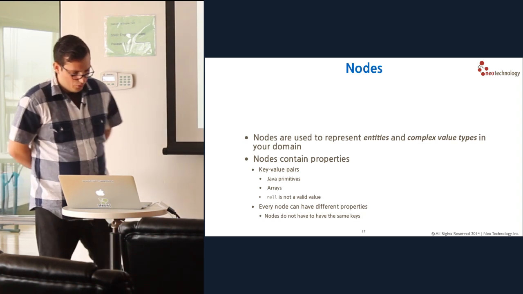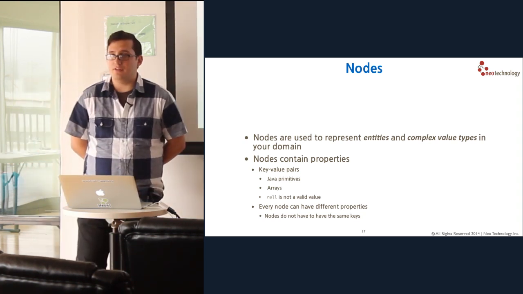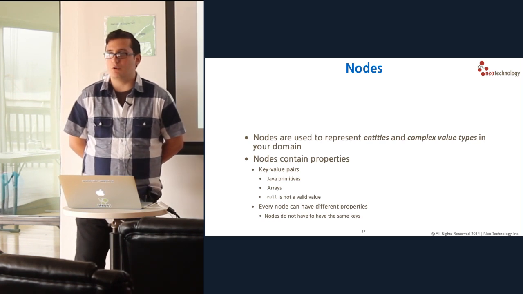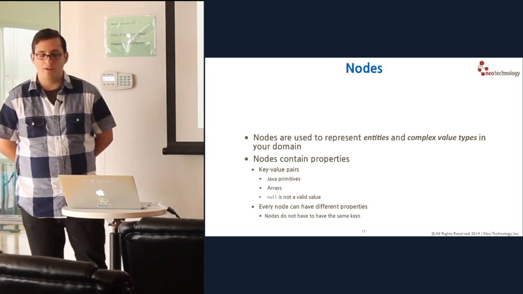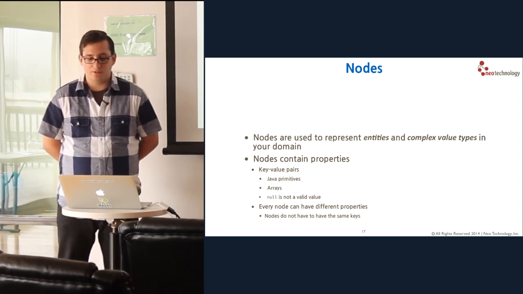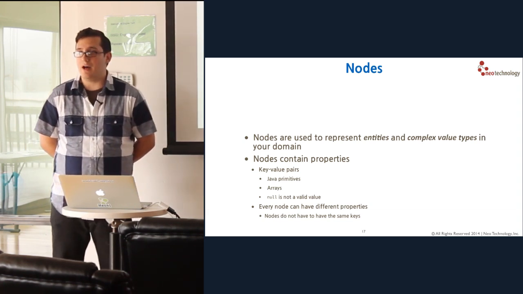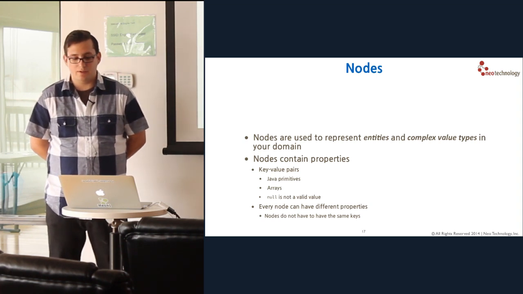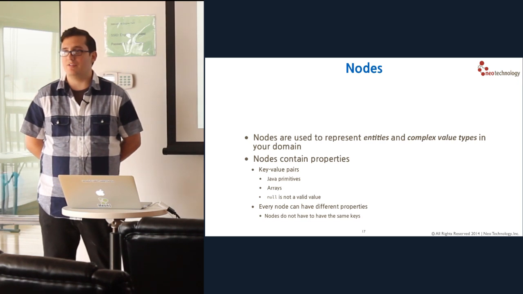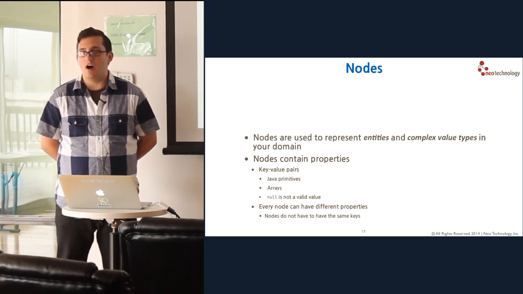Some more rules. Nodes can contain properties, which are key value pairs. They're Java primitives. Neo4j is written in Java and runs on the JVM. You can also have arrays, which we call collections. And null is not a valid value, which is an interesting thing because on the graph you have more of a semi-structure. Nodes don't have to have the same keys on every node.